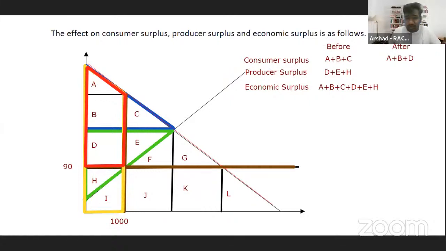Can you all tell me what is producer surplus? Which area is producer surplus now? What is the price that the producer is getting?